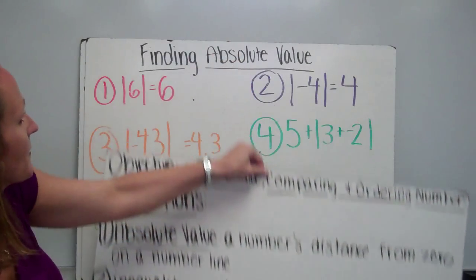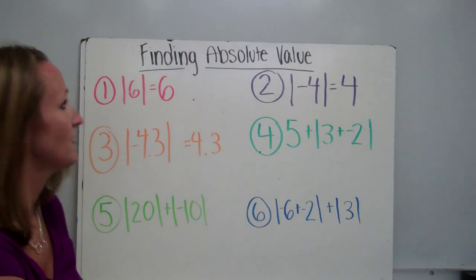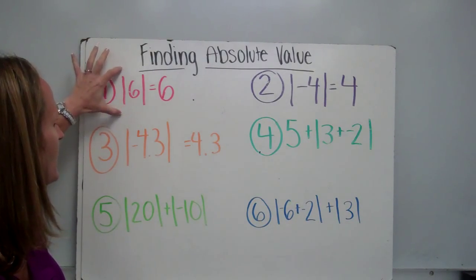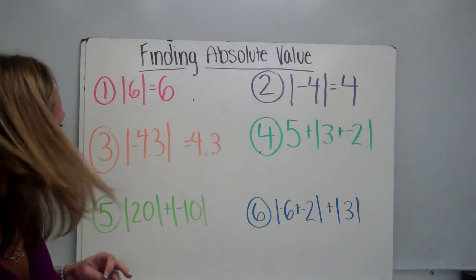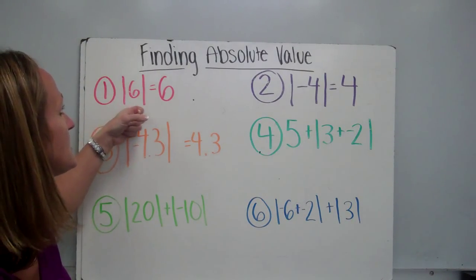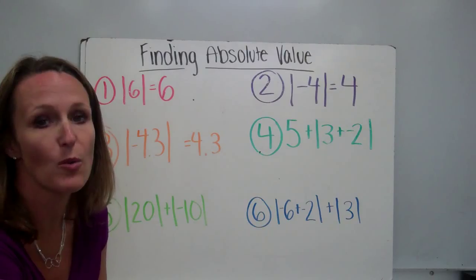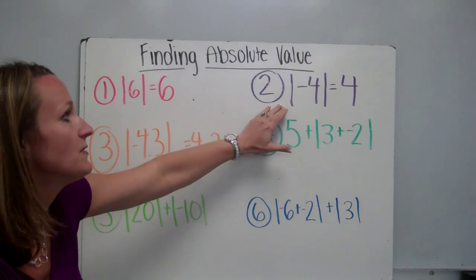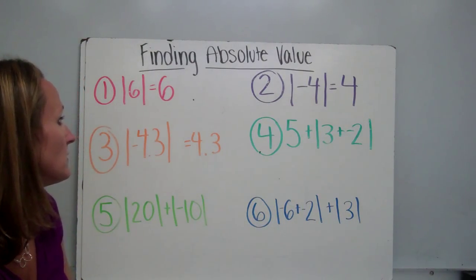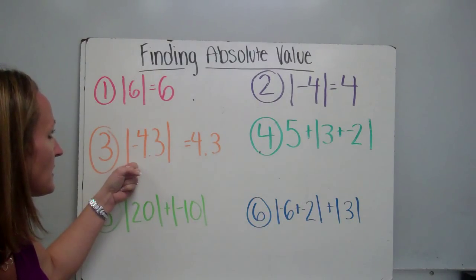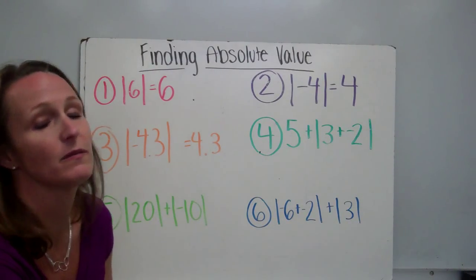Alright, let's keep going. So let's find absolute value. Remember, absolute value is denoted using the two bars. If we want to find the absolute value of 6, it's just 6, because it's always positive. The absolute value of negative 4 is 4. Absolute value of negative 4.3 is 4.3.